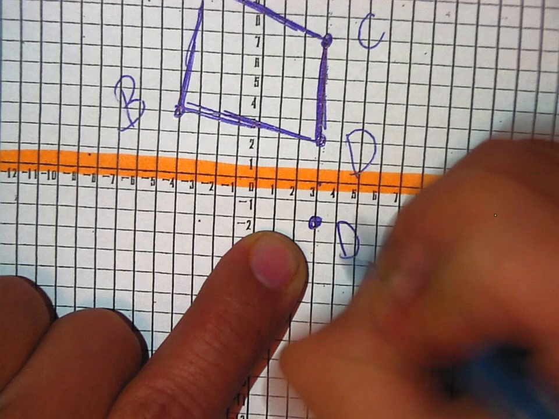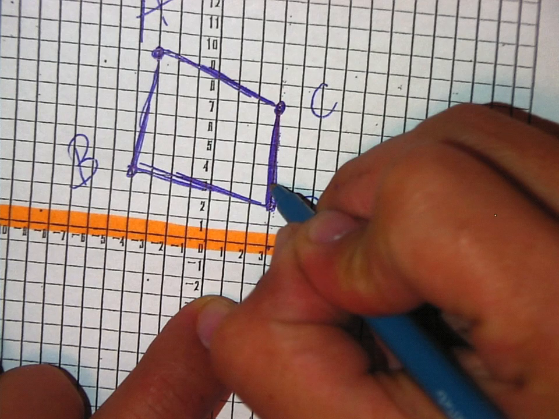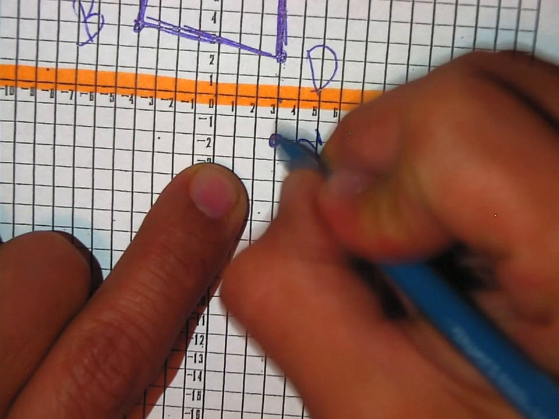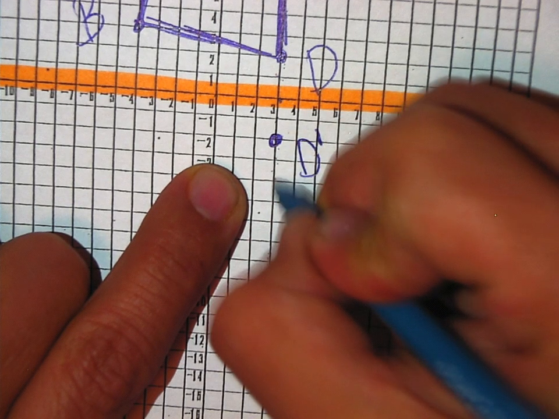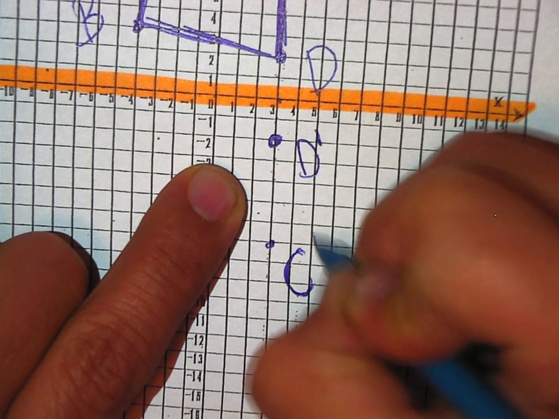Next one. Let's do it. Count them. 1, 2, 3. That's your what? Yeah, that's your B prime. There you go. See?